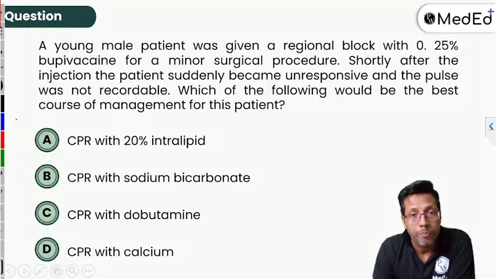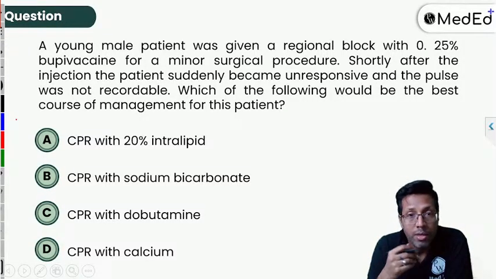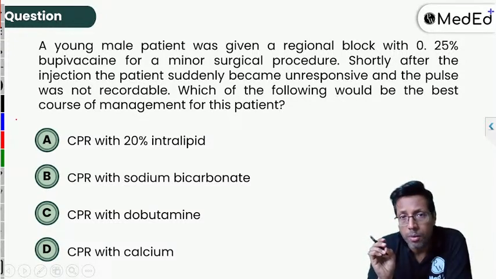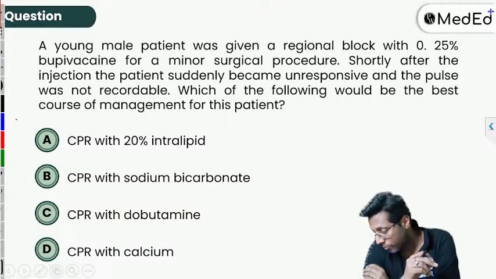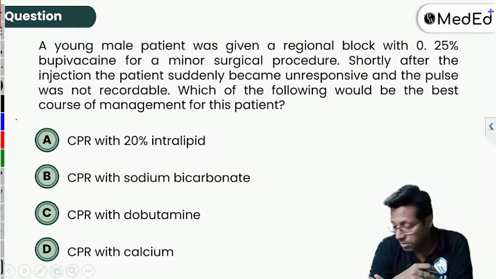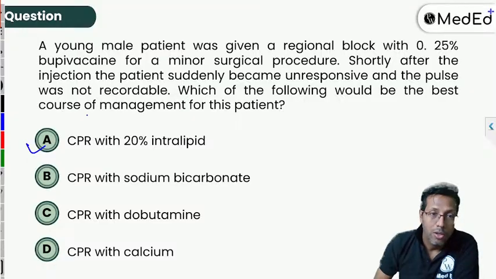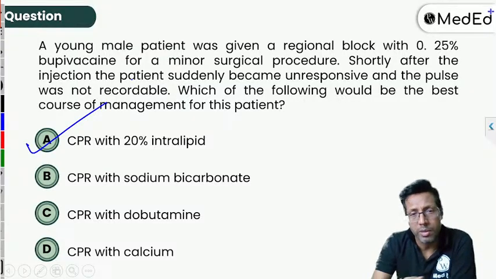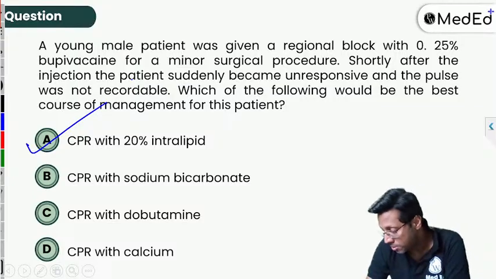So this we've already done. A young male patient was given a regional block with 0.25% bupivacaine for a minor surgical procedure. Shortly after that, the patient is unresponsive, pulse is not recordable. Which of the following is the best management? All of you have given the correct answer, intralipid. This I already discussed, but this question was again asked in the exam. These are common questions, sugammadex, intralipid, which have been asked.